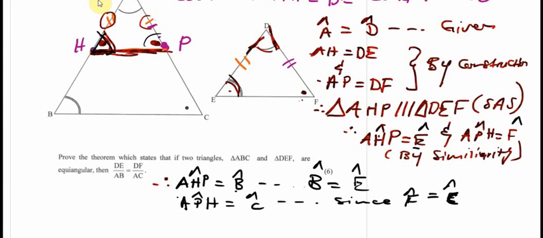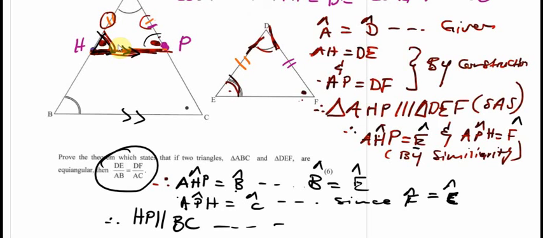All right. Once you said that, what you wanted to achieve, remember, is parallel lines. Once you find parallel lines, then you can do proportionality in order to find this. So you're going to say that HP is parallel to BC, and the reason is that the corresponding angles are equal. As you can see, this angle is equal to this angle, and that angle is equal to that angle.